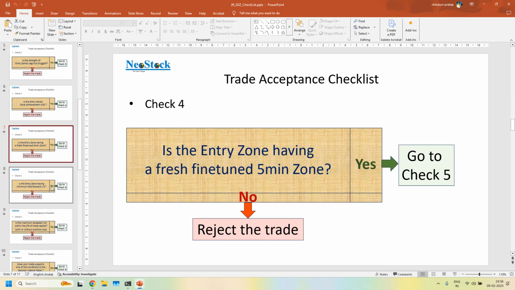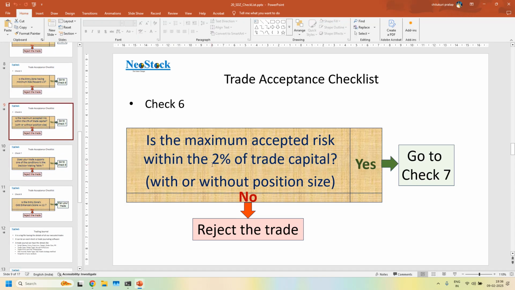And what is the another checklist we need to identify? Is it having a fine-tuned 5-minute zone or not? If it is not having, you have to leave that stock. What is the another checklist? Is it having 2% minimum risk? The zone is there. If the risk is more, either you have to position size or you have to leave the stock.